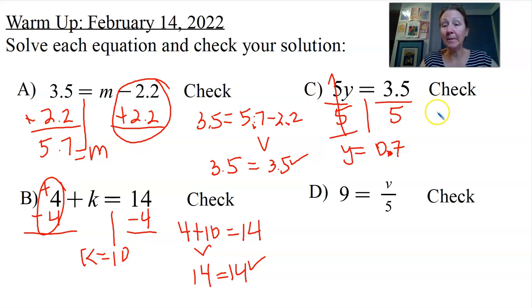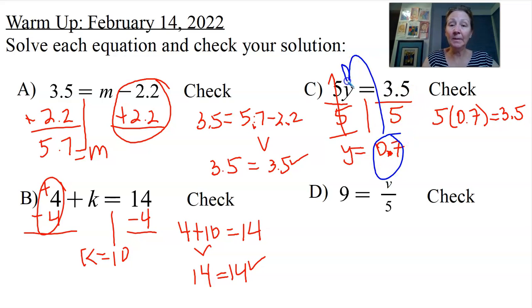I check my work by writing this. 5 times 0.7 equals 3.5. Remember, I'm taking this value and I'm plugging it into the original equation. And then, yes, 3.5 equals 3.5. Check.